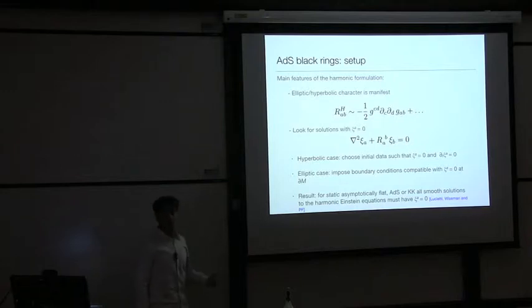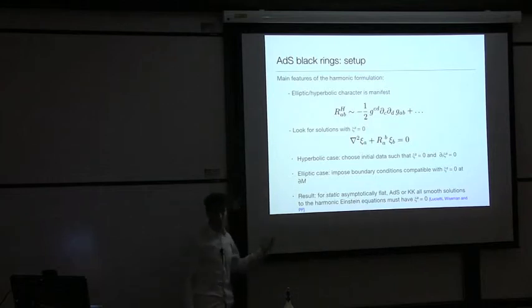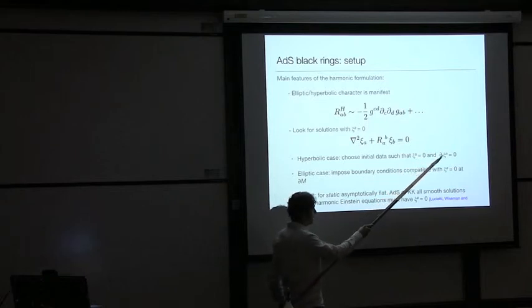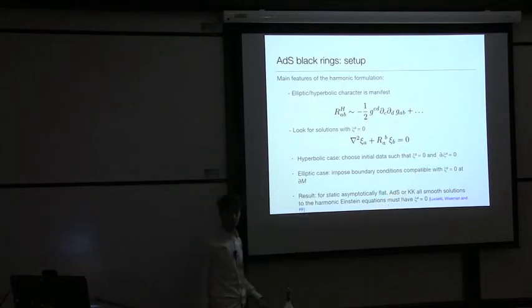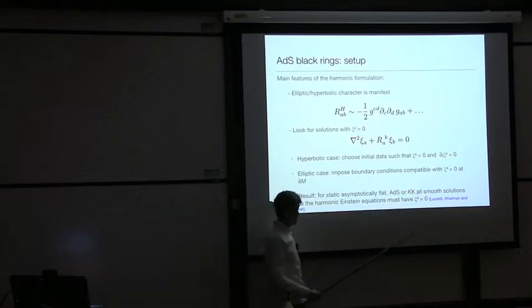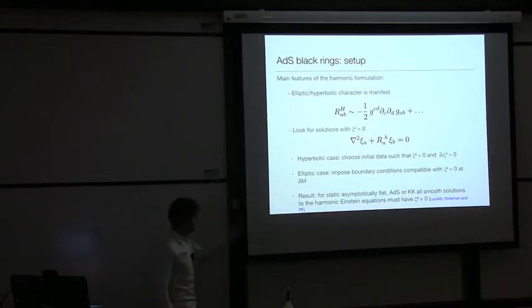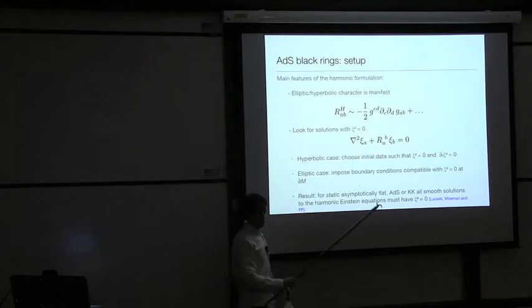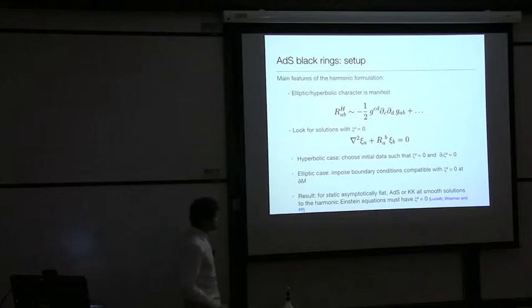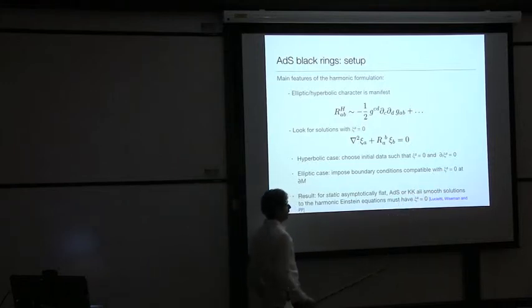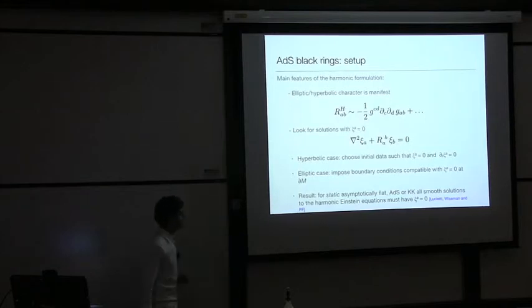Then it's clear what one has to do in order to find solutions where this vector vanishes. In the time-dependent case, one chooses initial data for which this vector vanishes initially, and its time derivative vanishes initially. This is equivalent to solving the constraint equations. Then, because this vector satisfies a wave equation, it's guaranteed that it will continue to vanish to the future. In the elliptic case, this is slightly more subtle. Morally, what one has to do is impose boundary conditions for which this vector vanishes at the boundary, essentially.